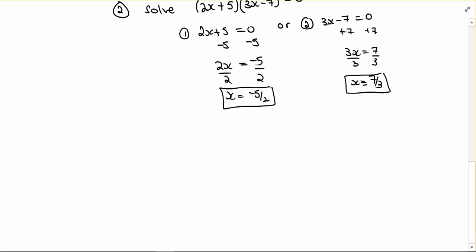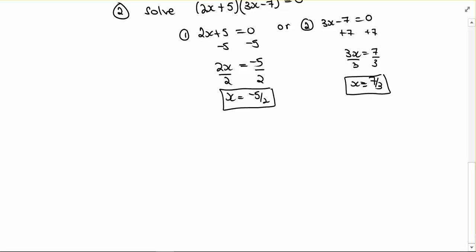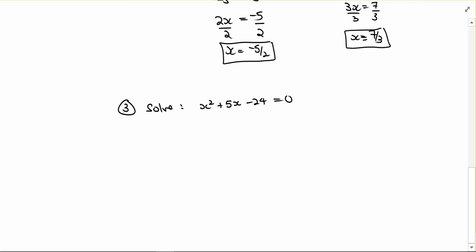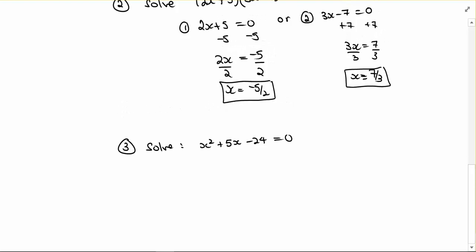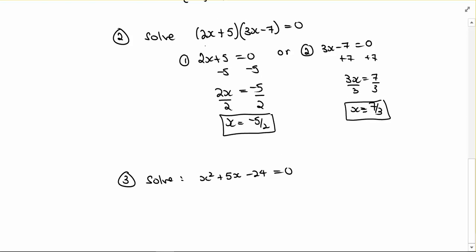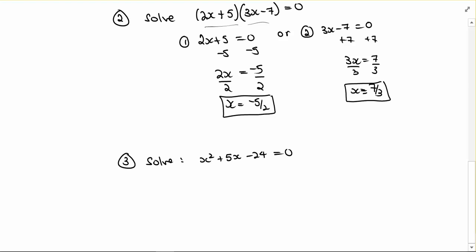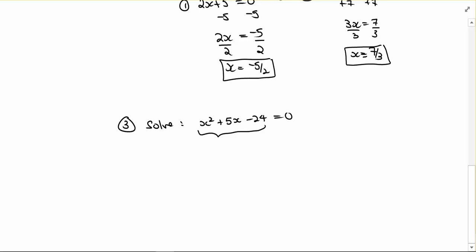Alright, so how does this idea help me solve a quadratic equation? So this time let's look at a quadratic equation. Solve x squared plus 5x minus 24 equals to 0. To solve a quadratic, well, if we could get it to look like this up here, then we can actually solve this. Well, we know how to make it look like that. If we were to factor, then we can get our two factors.